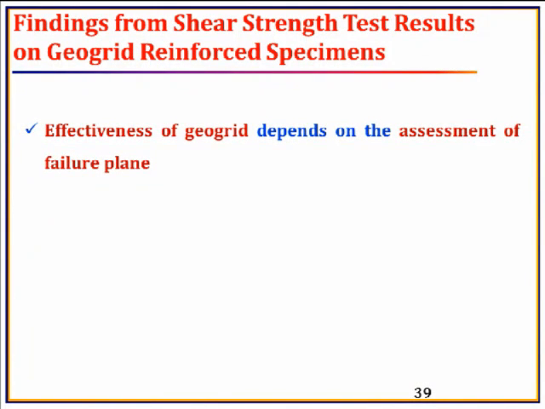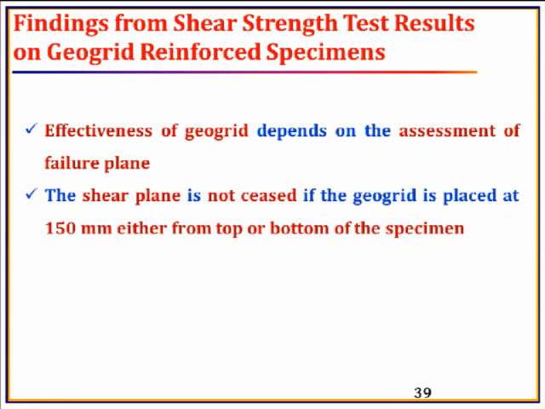Effectiveness of Geogrid depends on the assessment of failure plane. If you are placing your Geogrid along the shear plane, then you will be getting the benefits, otherwise you will not get the benefits. So from the test results, we can see that if you put two Geogrids, but that does not capture the shear plane, you will not get the result that you are expecting to see.